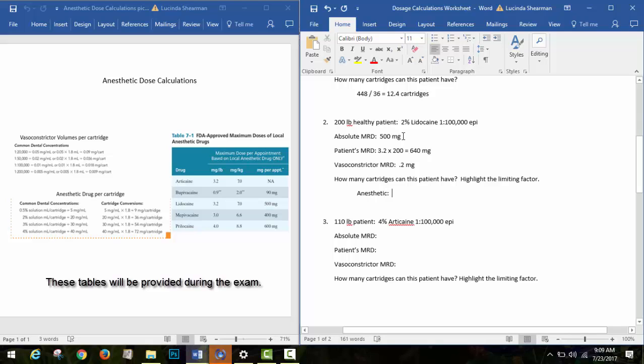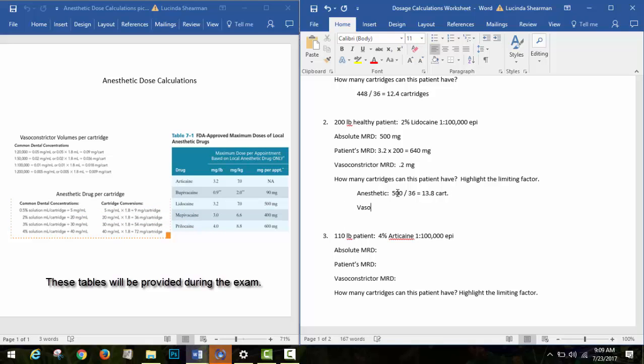Now we have two MRDs, and we have to take the lowest one. So the absolute MRD is 500 milligrams for the anesthetic. His body weight MRD is 640. So the lowest one is 500 milligrams. That's the one that we're going to use. 500 divided by 36 milligrams in each cartridge equals 13.8 cartridges.